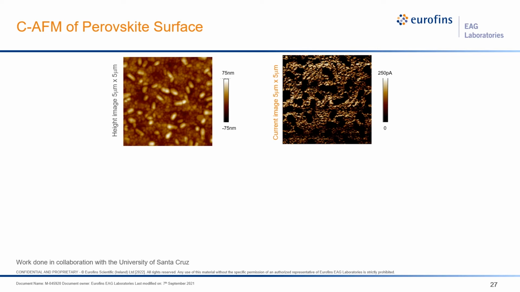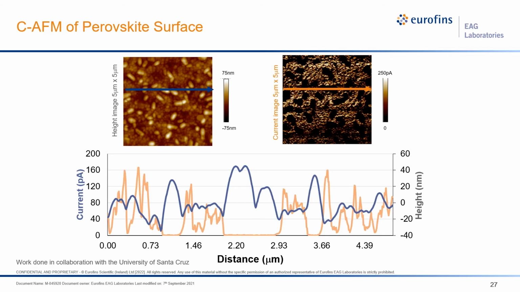On the right is a current map produced when a 500 millivolt DC bias was applied to the sample. In this case, bright colors indicate a high positive current reading. So the image shows that the elongated structures are not conductive. Line profiles through the images further exemplify this fact.